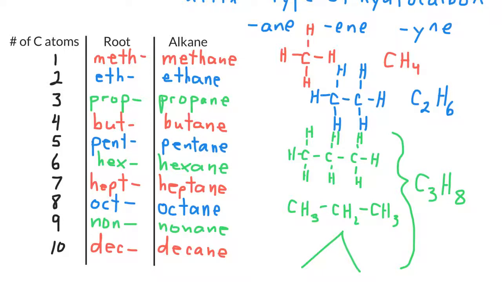So just remember, for naming alkanes, you start with the root, which tells you how many carbon atoms there are in a molecule, and then you end with the suffix ane to indicate that there are only single bonds. So 4 carbons would be butane, 5 would be pentane, 6 is hexane, 7 is heptane, 8 is octane, 9 is nonane, and 10 is decane. And you should be able to draw a structural formula, a condensed structural formula, and a line structure, just like I did for propane.